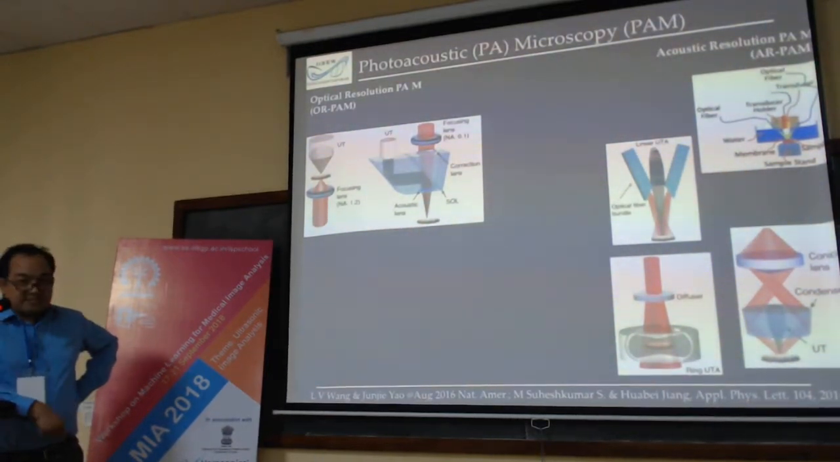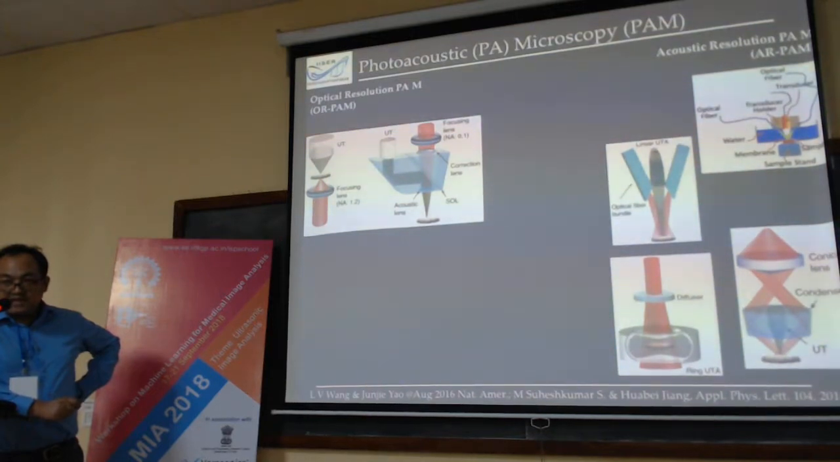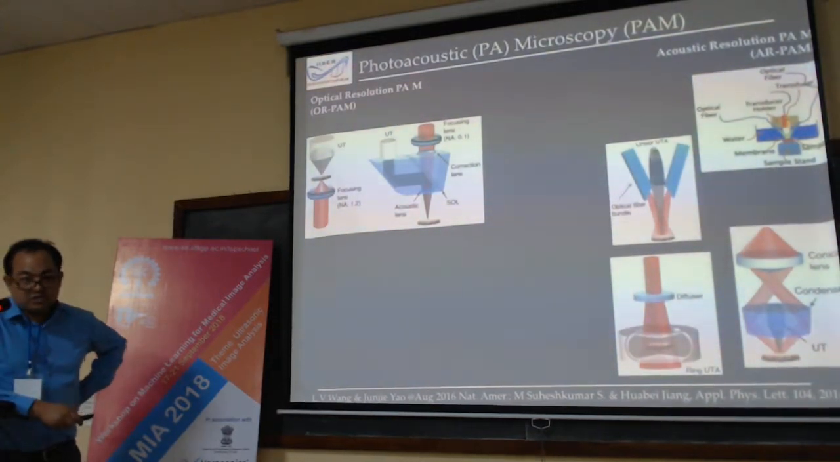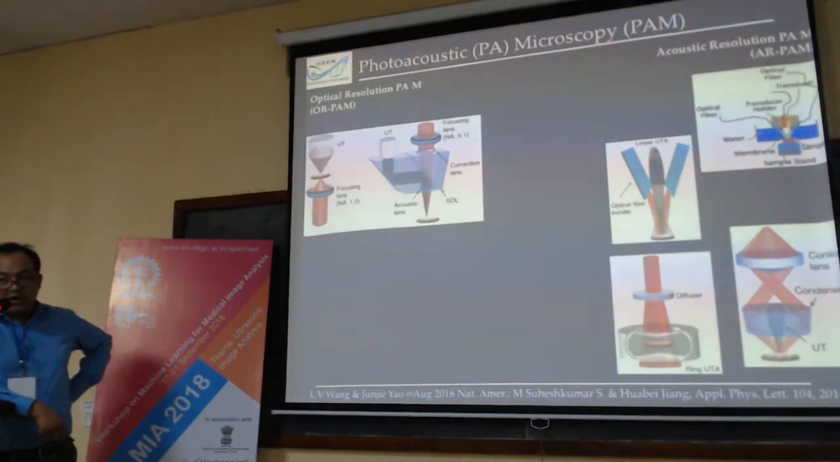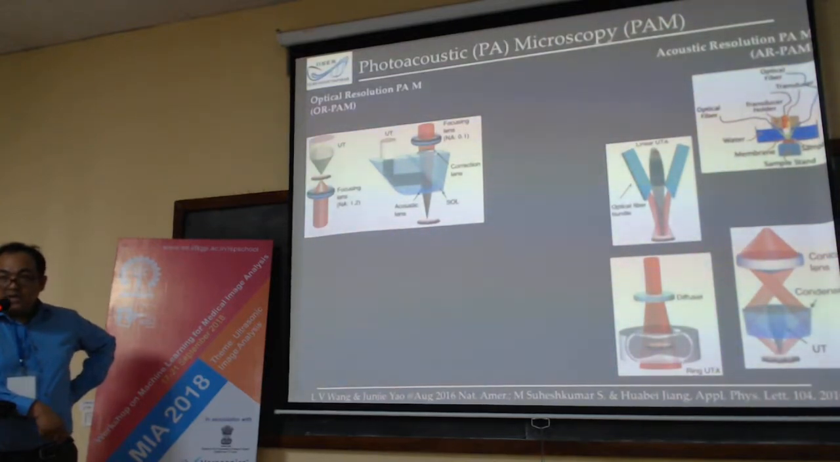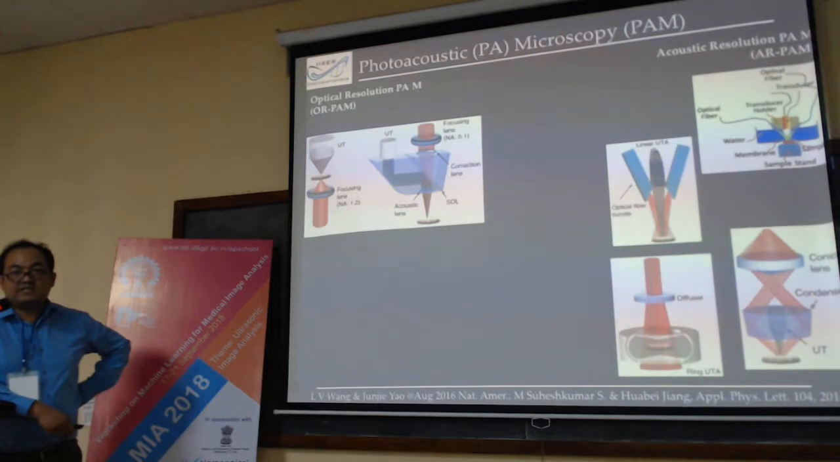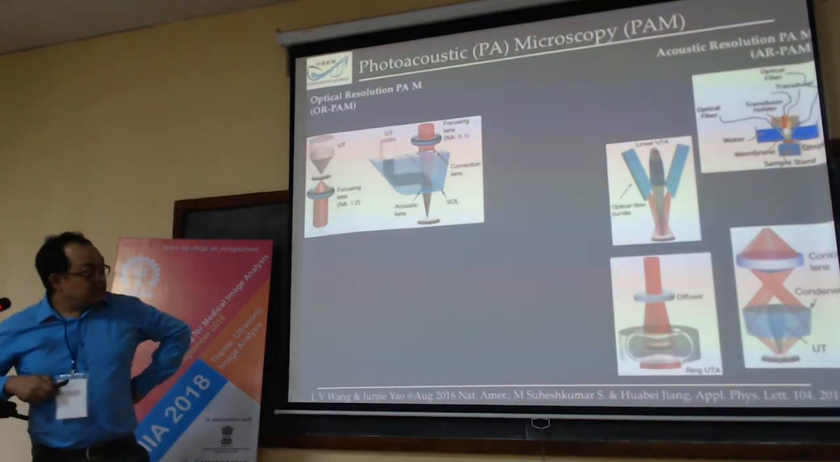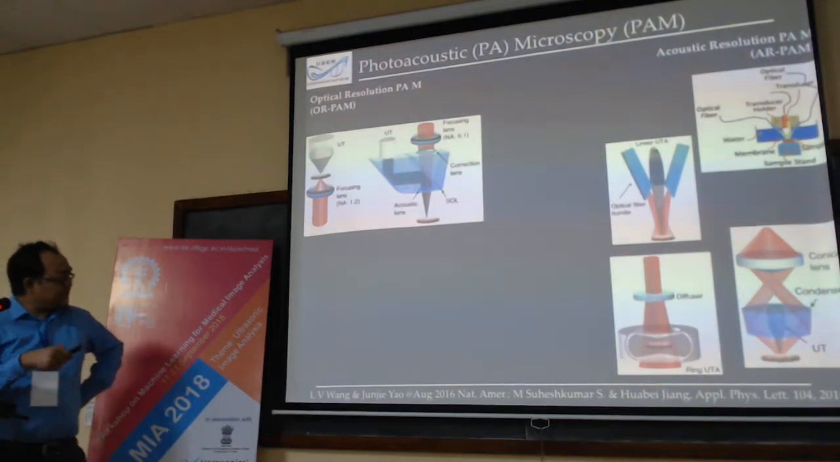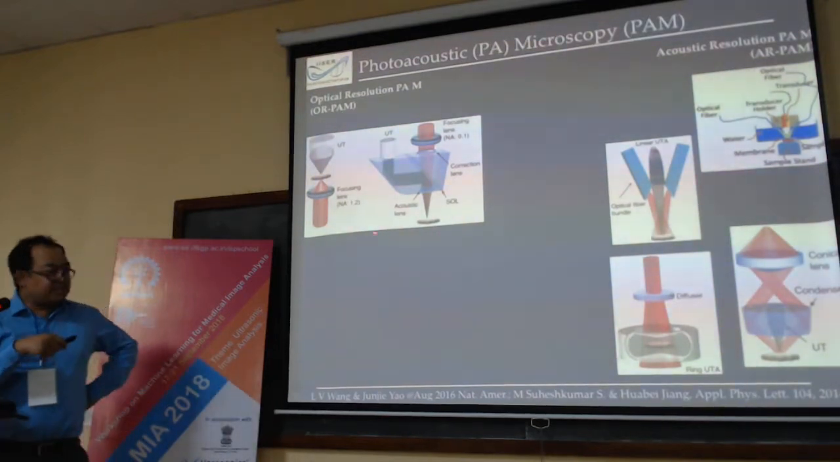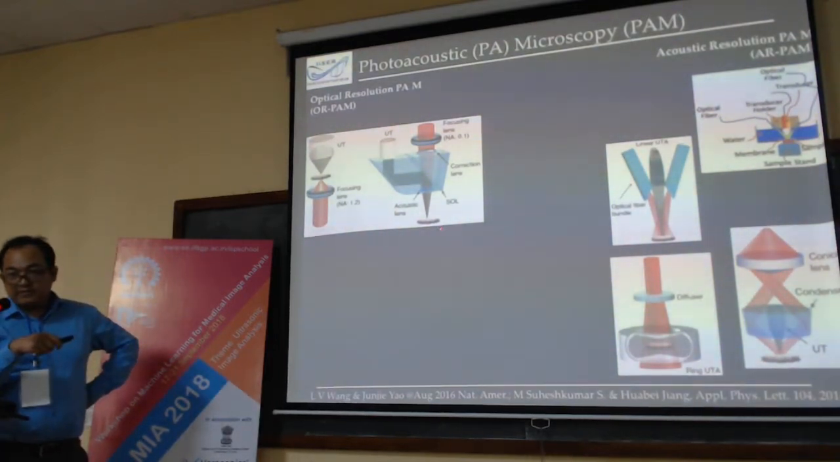One more interesting point is the tightness of the focusing of the light and the ultrasound: light can achieve far better. So in this way, with optical resolution photoacoustic microscopy, in the literature we can achieve up to 0.5 micrometers, 500 nanometers. That gives the possibility of single cell imaging. However, with this imaging modality, there is a limitation of the penetration depth.